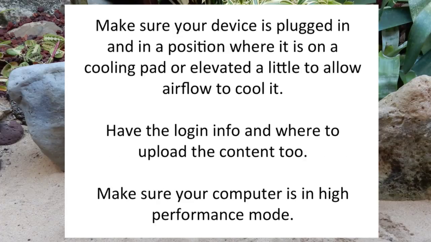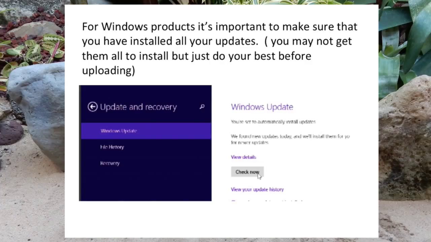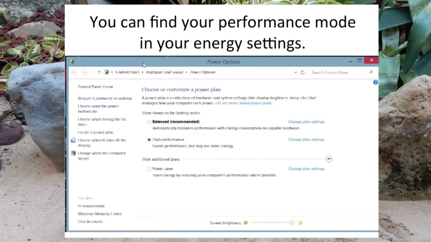Make sure your device is plugged in and in a position where the cooling pad or elevated a little to allow airflow to cool it. Have the login info and where you want the content to go to, and then make sure your computer is in high performance mode. For Windows, it's important to check your updates and make sure you're up to date. You may not get all of them to install, but just do your best.